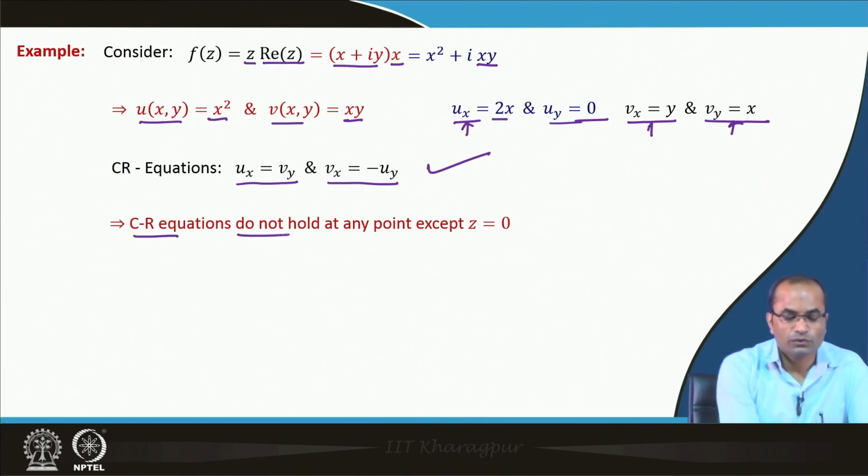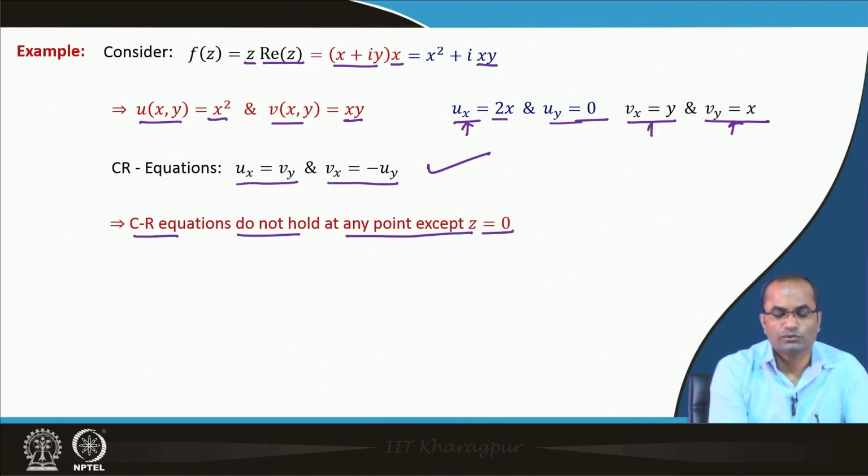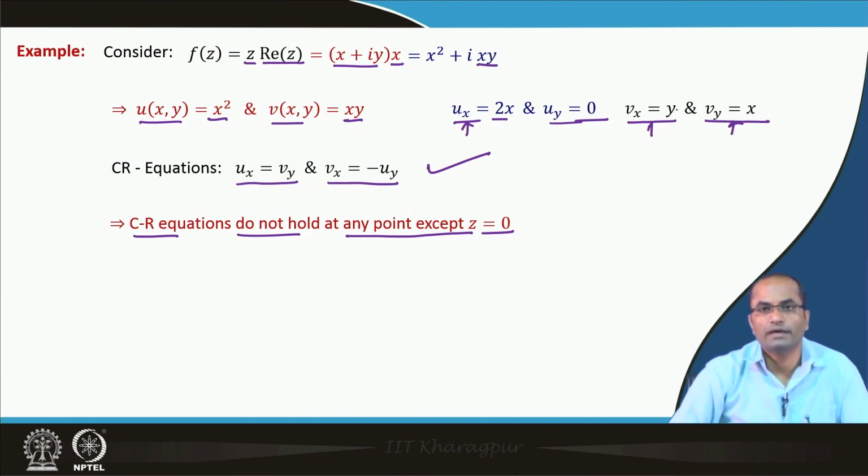So, the CR equations do not hold at any other point except z equal to 0. That is the point to be discussed here: other than 0, because of this 2x and there we have x, and here also 0 and there y. If we take any point other than the origin, then the CR equations are not satisfied. Then what we can conclude is that at z equal to 0 the function may or may not be differentiable, we do not know, because the necessary conditions are satisfied at 0, but at any other point than the origin, definitely we know that the function is not differentiable, because the CR equations are not satisfied.